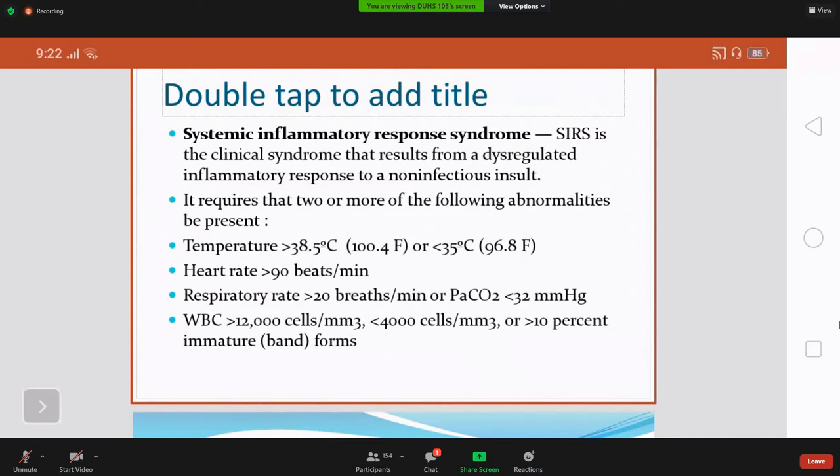The other criterion is either a leukocytosis or a leukopenia, meaning the WBC count is greater than 12,000 cells per cubic millimeter, or less than 4,000 cells per cubic millimeter, or more than 10% immature band forms are present. Now, these are the criteria to diagnose SIRS. And if two or more of these are present, then you can diagnose a systemic inflammatory response syndrome.